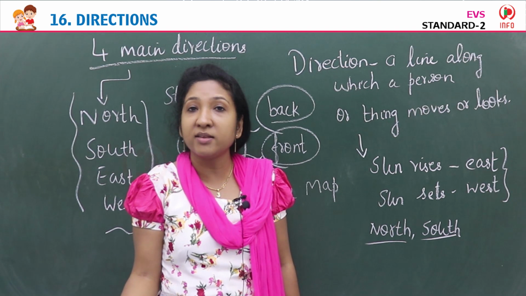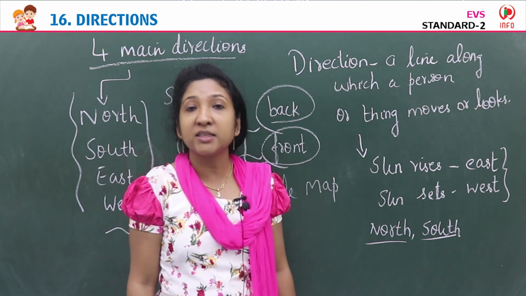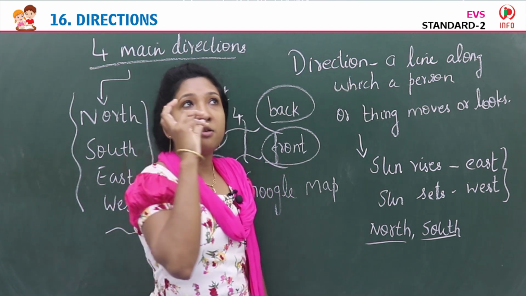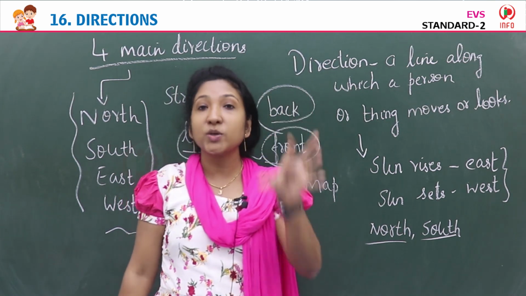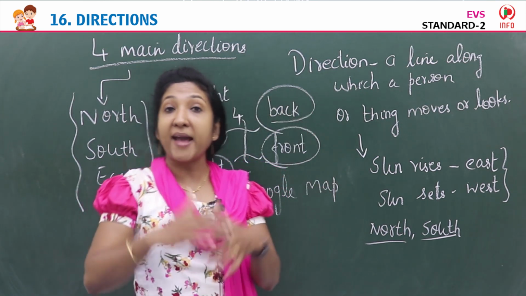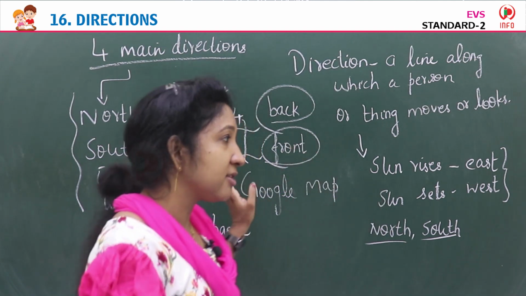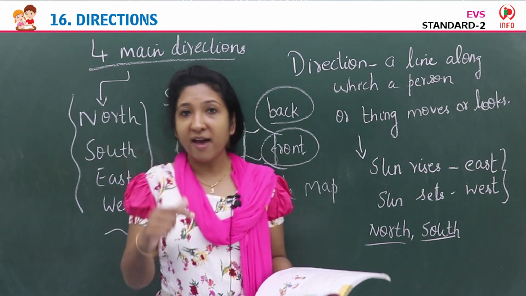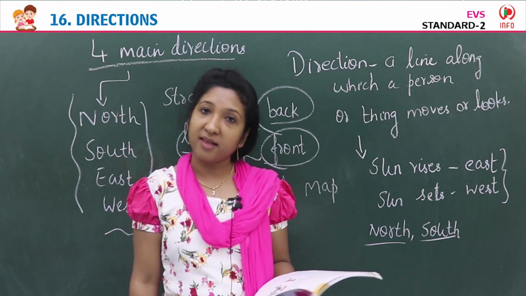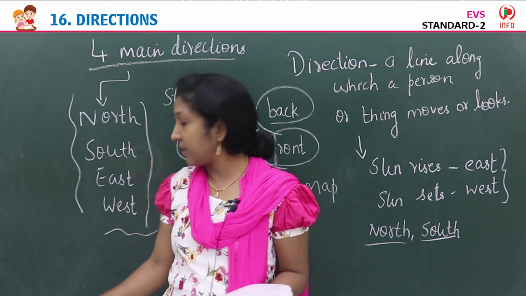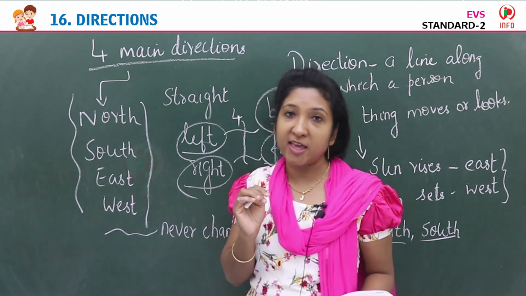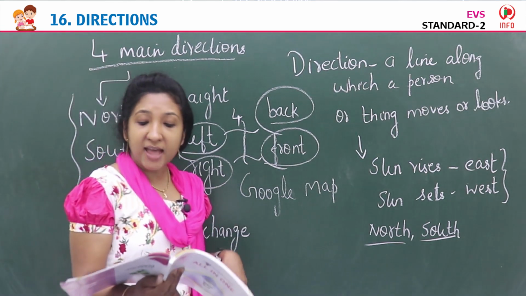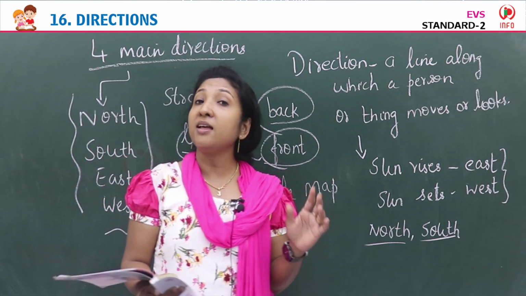If you know east and west, then it is easy for you to find the other two directions, north and south. Your face is facing the sun in the east direction, the back side is west, your left side is north and right side is south. Now you understood how to find the directions. These are the four main directions, and they never change.